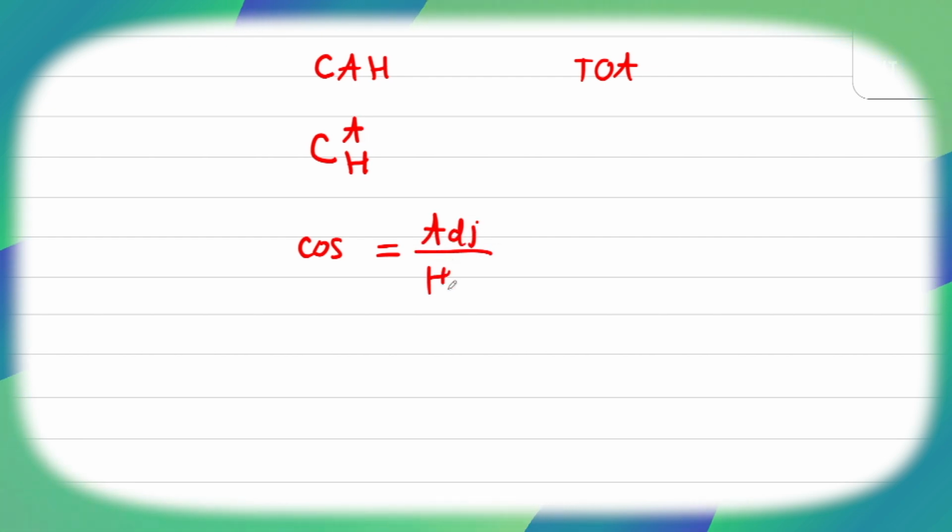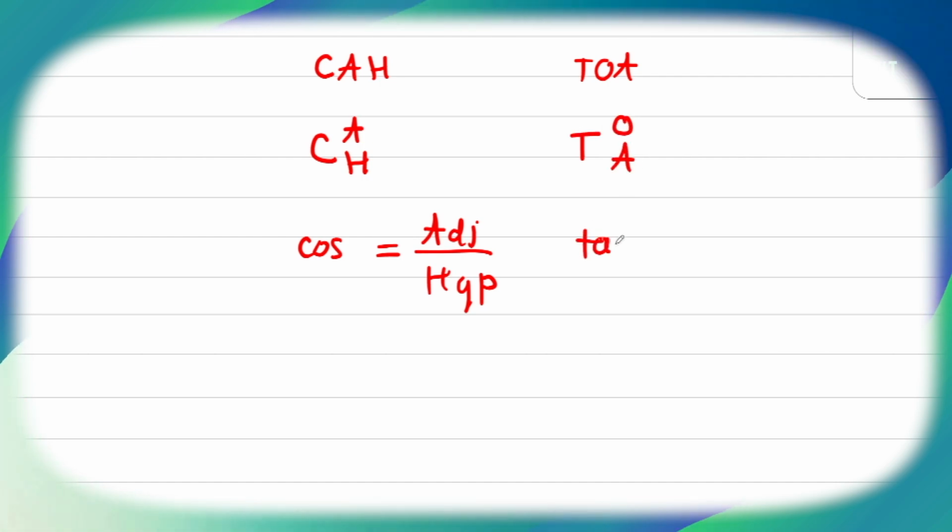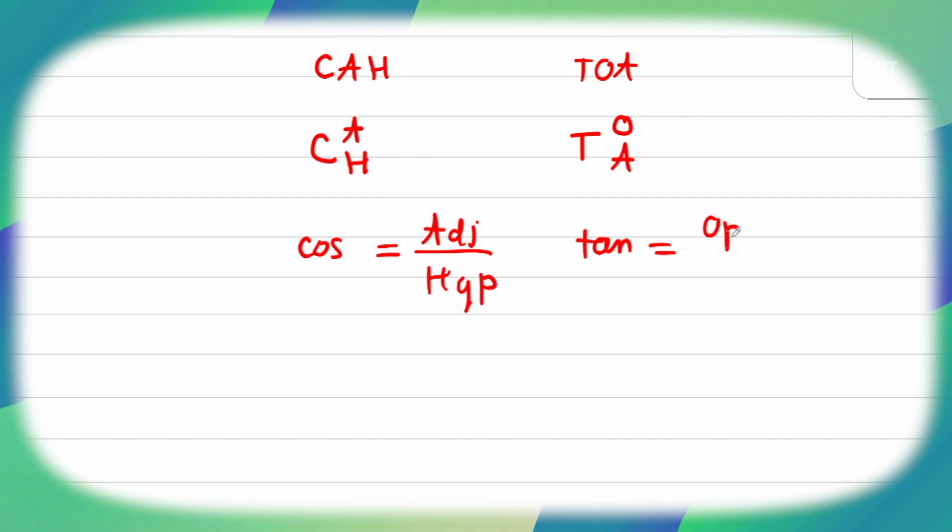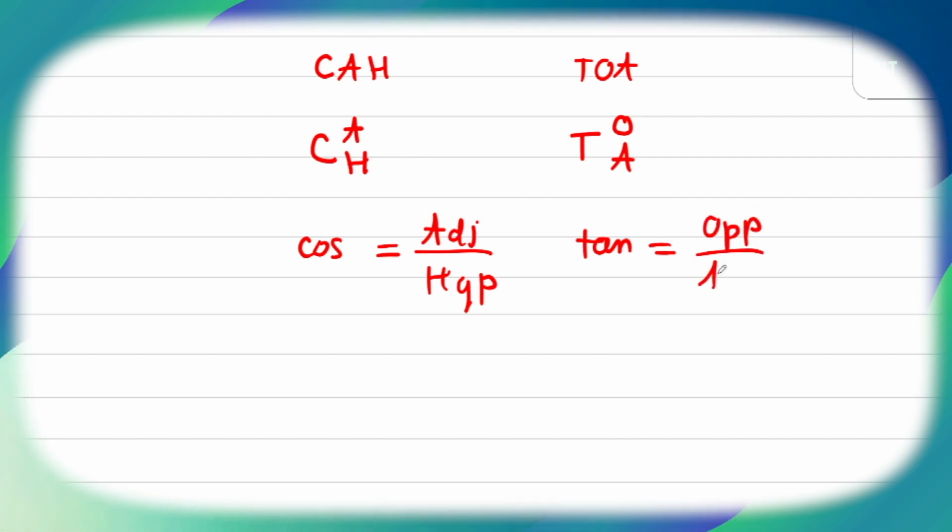After learning about the Soh formula, I want to introduce the Cah formula and the Toa formula in this video. Cah means C, A, H. The cos will be equal to adjacent divided by hypotenuse. And about Toa, you have T, O, A: tan will be equal to opposite side divided by adjacent.